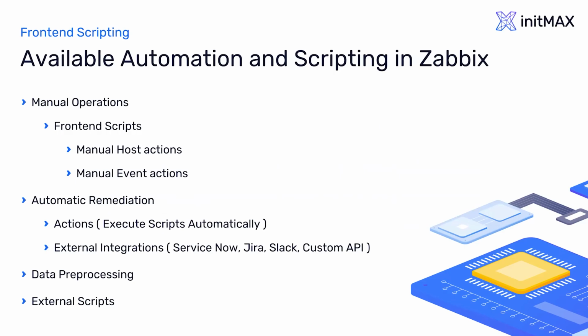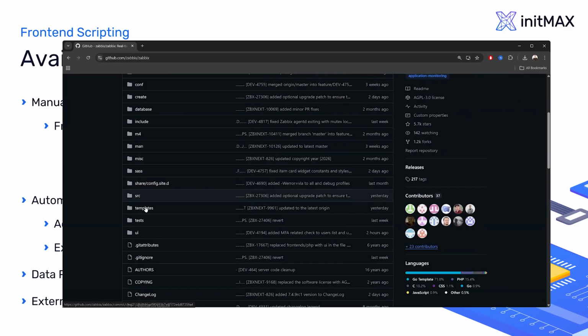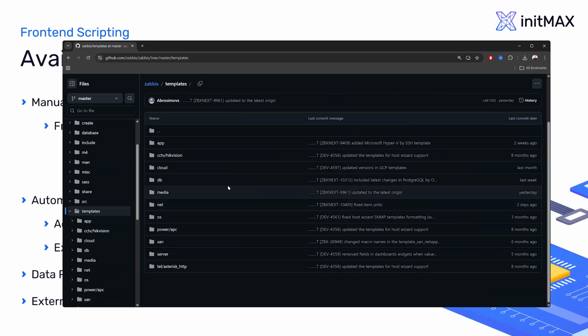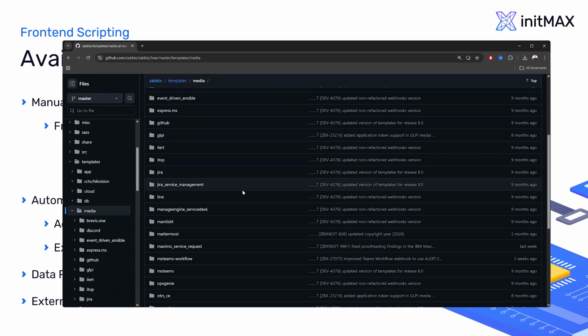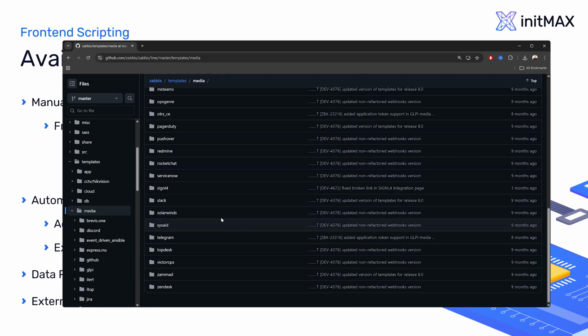By default, whenever you install Zabbix, if you go to GitHub, let me actually show you GitHub Zabbix. So that's the official one available for everyone, right? And here we have the folder templates and media. And here are all the out of the box available webhook integrations with Zabbix that you can just download, import as a webhook, and then use inside your actions.